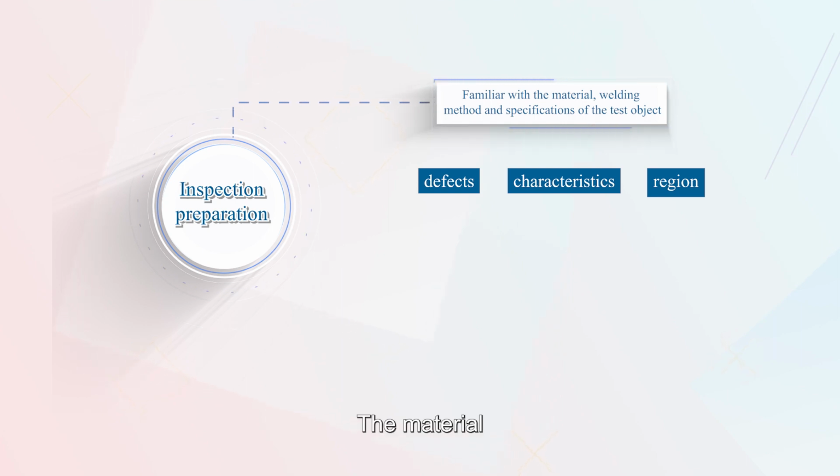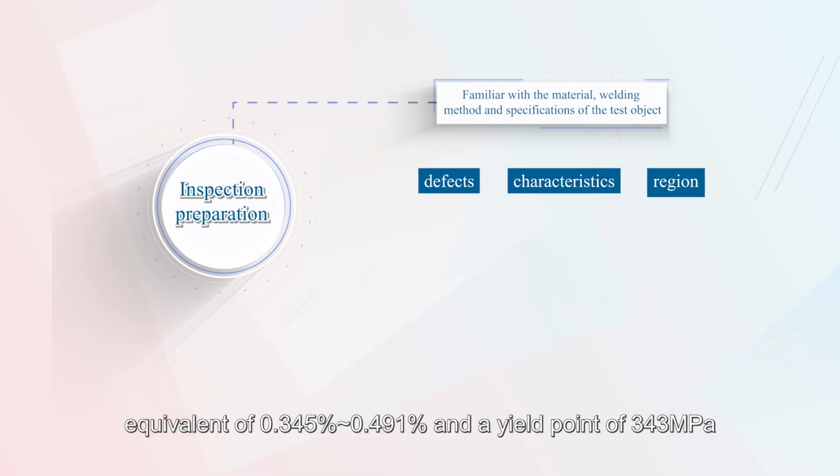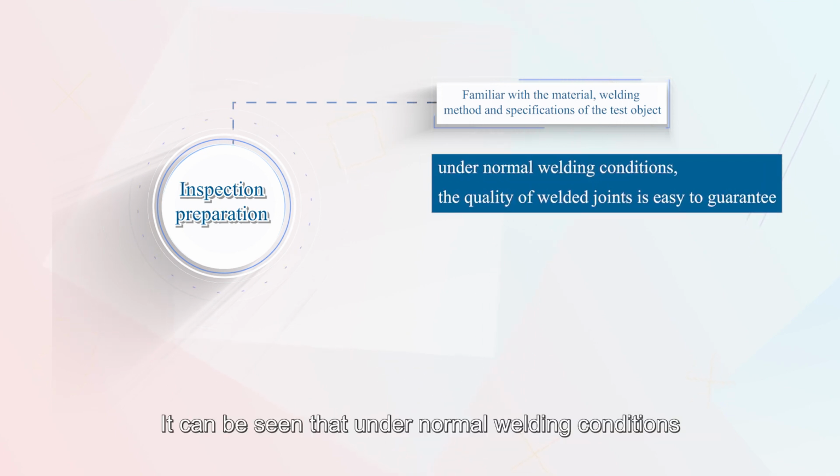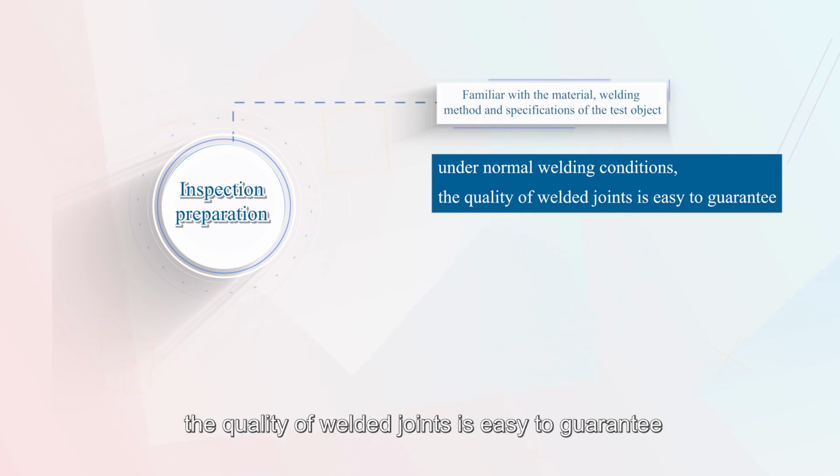The material Q345D in this task has a carbon equivalent of 0.345% to 0.491% and a yield point of 343 MPa. The material has less alloy content and better weldability. It can be seen that under normal welding conditions, the quality of welded joints is easy to guarantee.